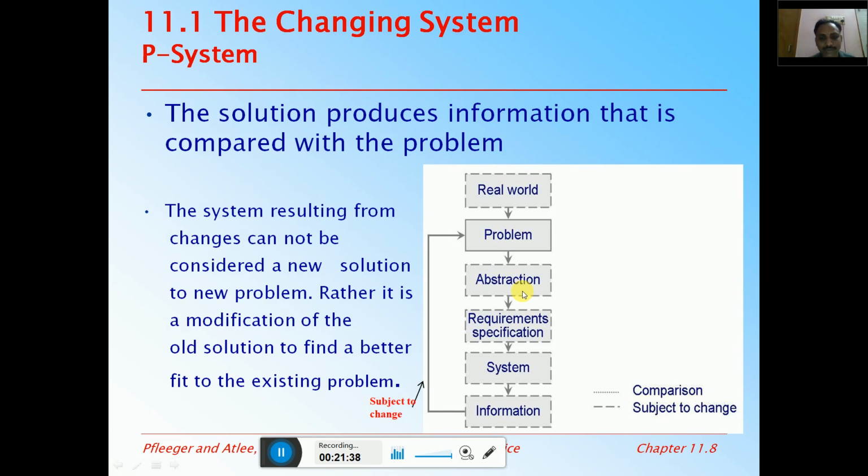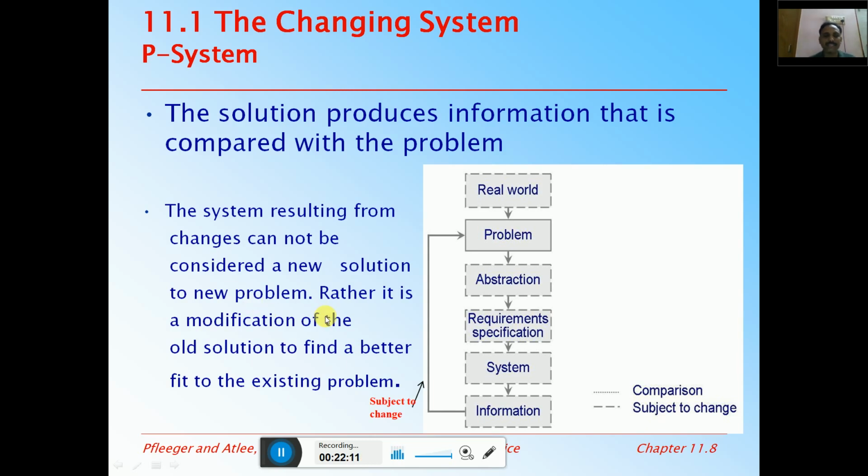Whenever it is used by the user community, in the next iterations, by taking the feedback, we will come to know what the missing things are and what additional things need to be added. So that will be known in the next iterations. So here this is the way we have the flowchart. If you understand this second point: the system resulting from changes cannot be considered a new solution to a new problem. Rather, it is a modification of the old solution to find a better fit to the existing problem. Okay, so you can better understand with this statement.